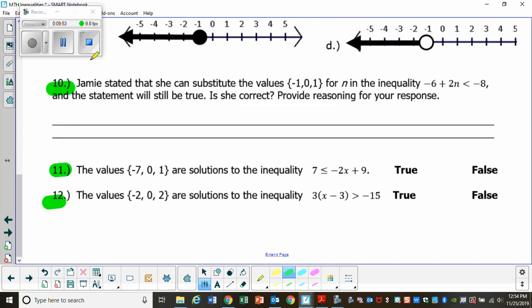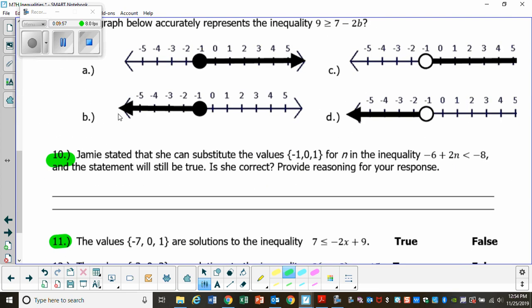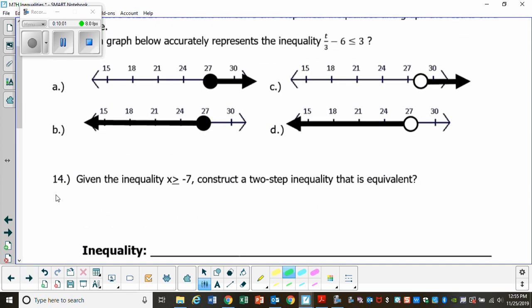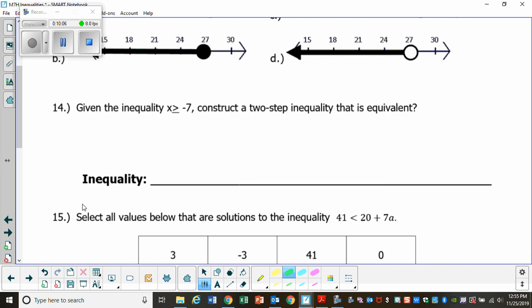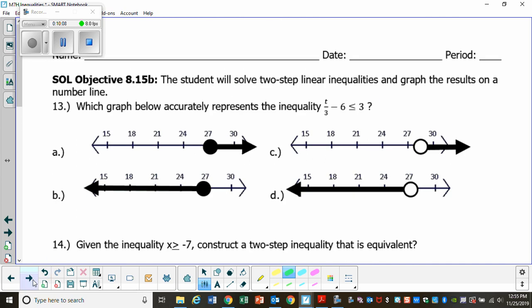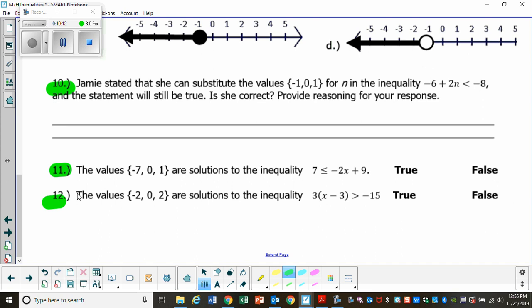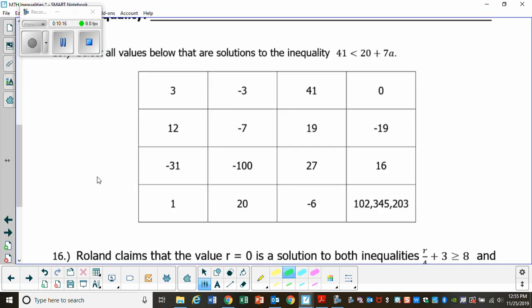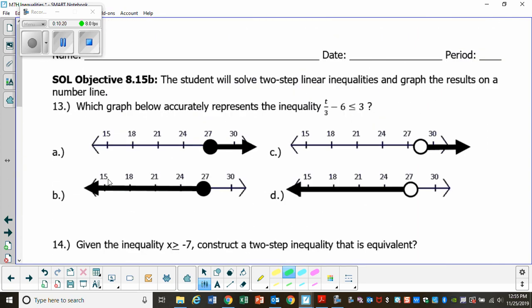Okay, so I want you to try this next page on your own. Again, that was 7, 8, 9, 10, 11, and 12 on your own. And then we will do this page together after Thanksgiving. If you do finish the previous page though, 7 through 12, and you have some extra time, you can start to look at 13, 14, 15, and 16, but we'll do those after Thanksgiving. All right? Good luck.